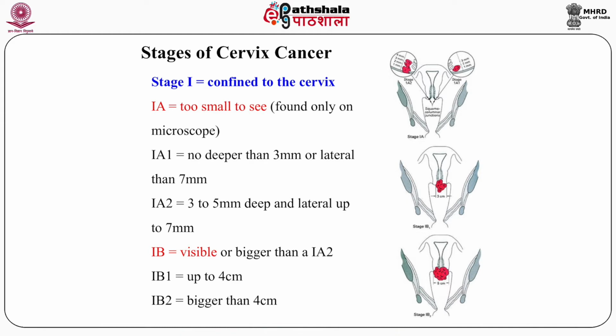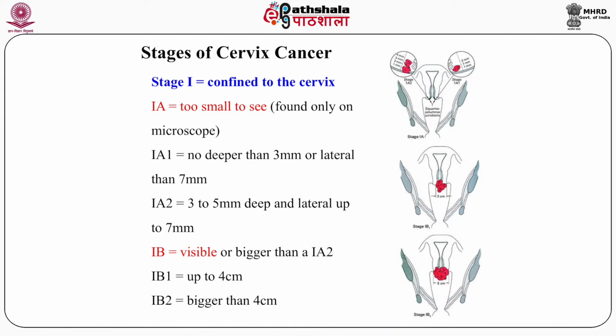We can see in the figure 1 where the disease is confined to the cervix only. It is not visible by naked eye; we can see it with the help of a microscope only. This is stage 1A. Then stage 1A1, no deeper than 3 mm or lateral than 7 mm. This is the size of the tumor. In 1A2, 3 to 5 mm deep and lateral up to 7 mm.